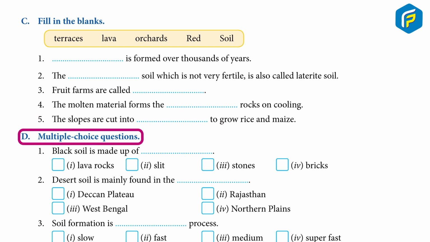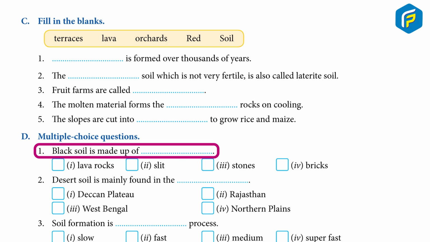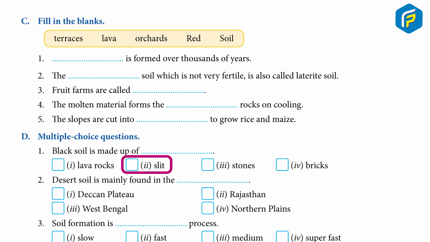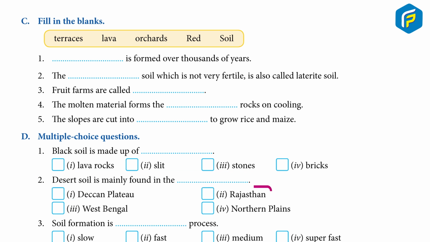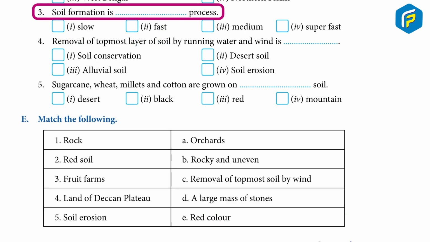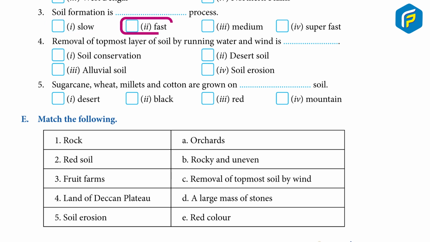D. Multiple choice questions. 1. Black soil is made up of dash. 1 lava rocks, 2 silt, 3 stones, 4 bricks. 2. Desert soil is mainly found in the dash. 1 Deccan Plateau, 2 Rajasthan, 3 West Bengal, 4 northern plains. 3. Soil formation is a dash process. 1 slow, 2 fast, 3 medium, 4 super fast.